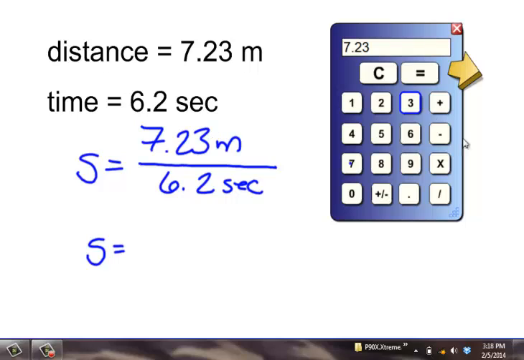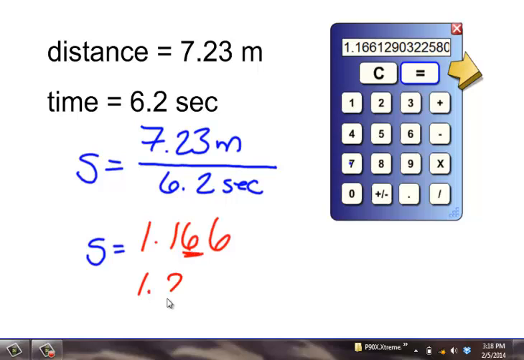7.23 divided by 6.2 equals, and then we'll round that answer to the nearest tenth. So 1.166. If we're rounding to the nearest tenth, we look next door. That 6 says to round up. So our answer would be 1.2, and our unit is written right there, 1.2 meters per second.